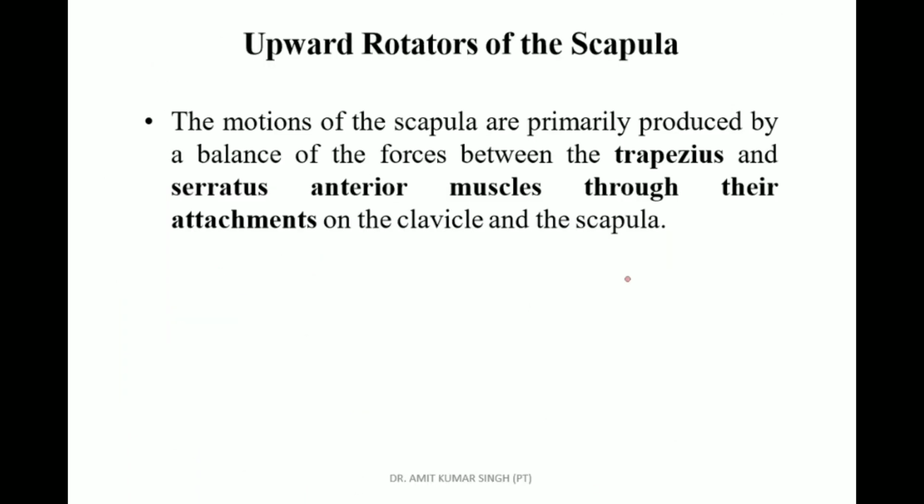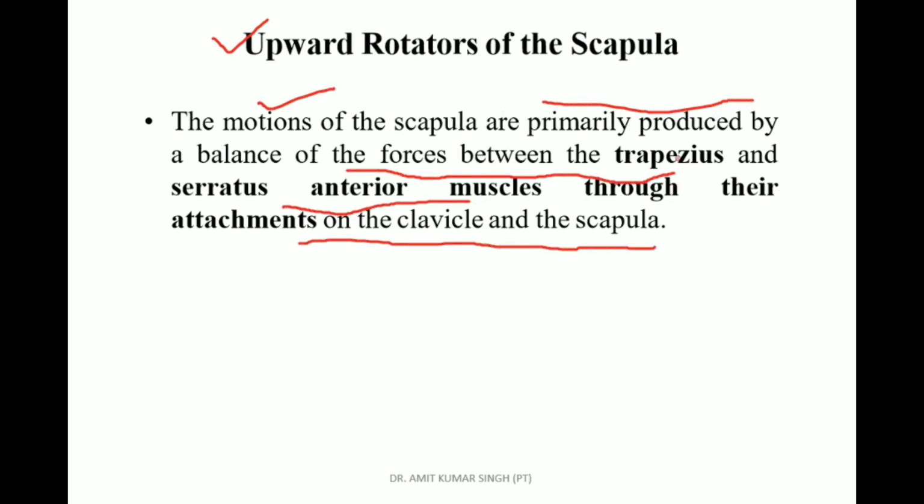Now, just a few 2-3 points, let us see more on how the muscles contribute to the scapulohumeral rhythm. The first point is the upward rotators of the scapula. As I already discussed, there will be contraction of the trapezius and serratus anterior muscles. The motions of the scapula are primarily produced by a balance of forces between the trapezius and serratus anterior muscles through their attachment on the clavicle and scapula. As I mentioned, the trapezius pulls in the medial direction, the serratus anterior in the lateral direction, and they have a balance, so we get proper movement.